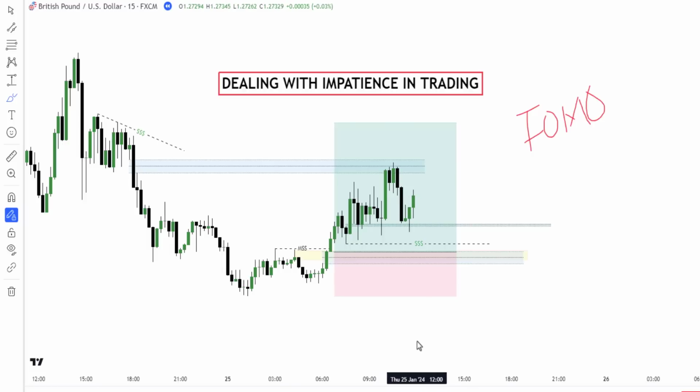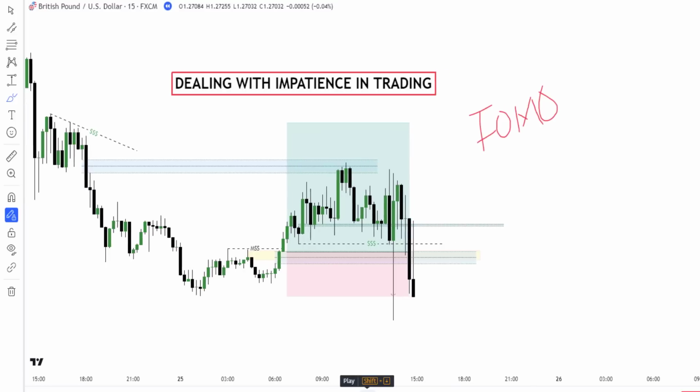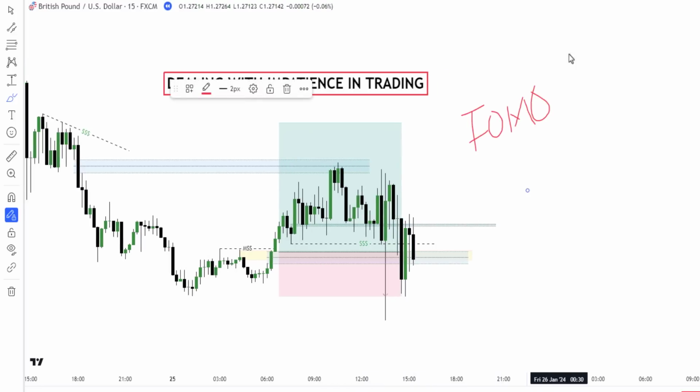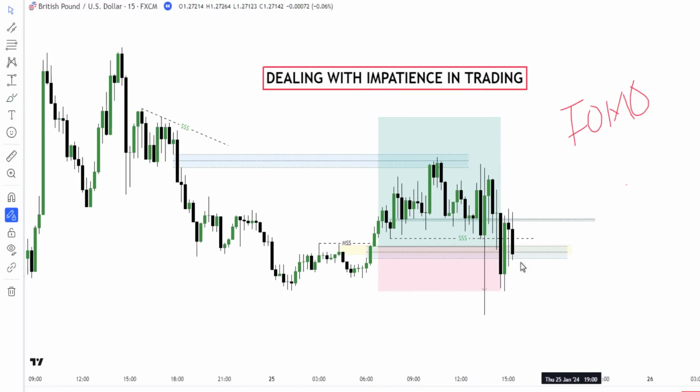During the New York session, the news started coming out and I let it be. I never get an entry and I stayed away from the trade. But look at what happened after the news came out. Boom. If I had forced my opinion in the market, I could have gotten stopped out here, right here. I could have been stopped out because I was impatient. So the news came out and boom.